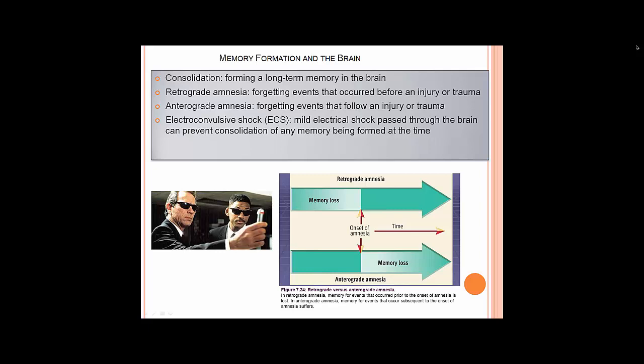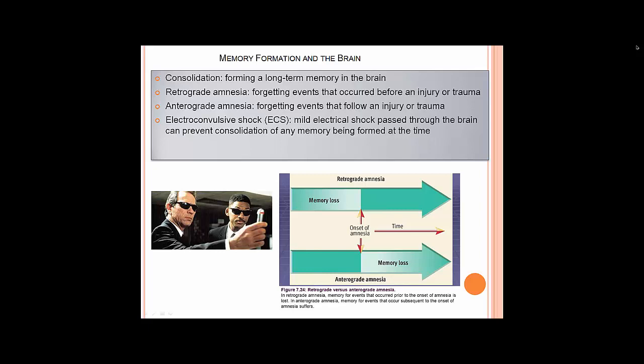Electroconvulsive shock, or ECS, has really gotten some bad press. I think that Hollywood was probably responsible for some of the bad press, where you see people getting ECT, or electroconvulsive treatment, and you see them bouncing around and flailing around all over the bed, and they're strapped down, and that's not how it works.